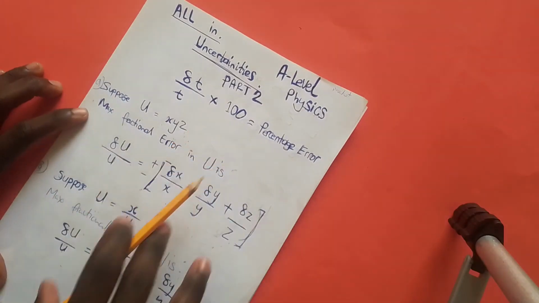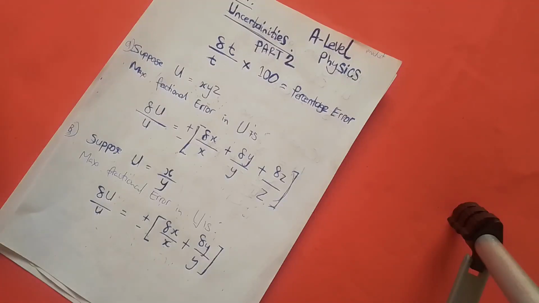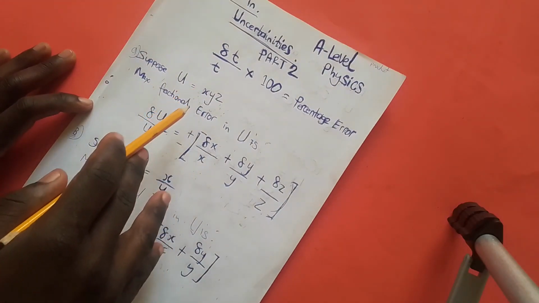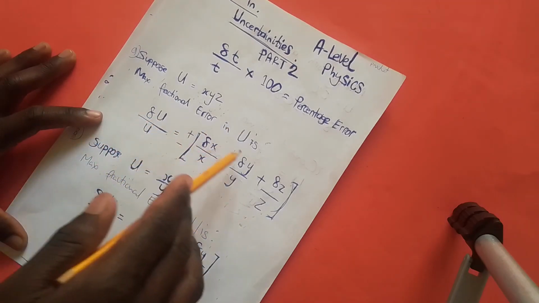We'll go through all uncertainties in 5 minutes, so pay very close attention. Suppose u is equal to x times y times z. What is the maximum fractional error in u?